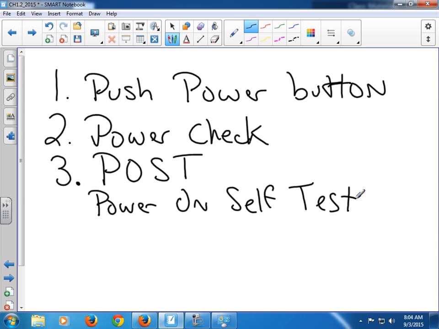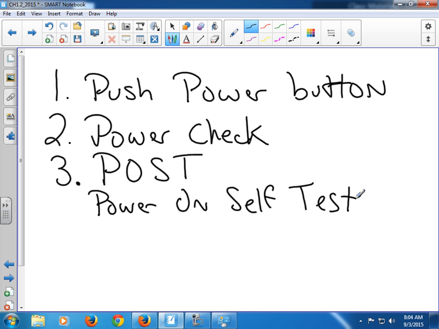When it runs the POST, we may or may not hear beepy sounds on our computer. It's the most basic hardware test that a computer runs as soon as you turn it on. And if all goes well, you might hear one beep, and that's it. But the sound of beeps is generally bad during a PC boot.